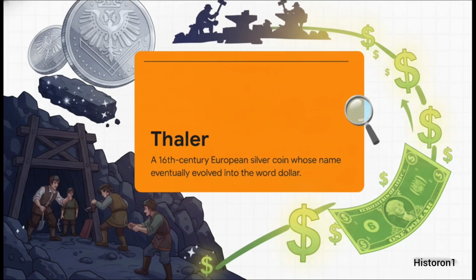So, where did the word dollar actually come from? Well, it traces its roots all the way back to 16th century Central European silver mining towns. Workers there were extracting massive amounts of silver from the earth and striking a large, incredibly popular coin known as the thaler. Over time, as this coin crossed borders in different languages, the pronunciation of the word thaler eventually softened and evolved into the word dollar.